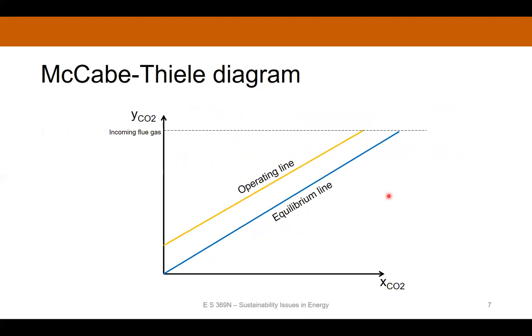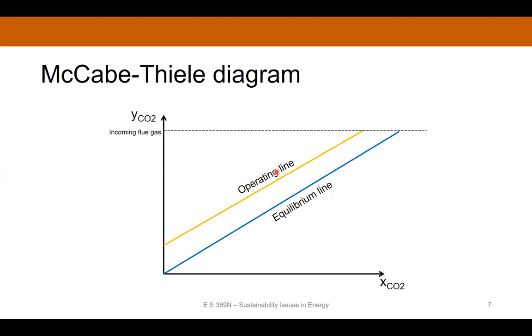Okay, so to understand how an absorption system works, now I'm going to introduce you to this McCabe-Thiele diagram. And this tells you where your system is operating with respect to the equilibrium line. So remember again, this blue line, that's our Henry's law equilibrium. So along this line, the pressure and concentration of CO2 in the vapor phase is going to be at equilibrium with the concentration of CO2 in the solvent, okay?